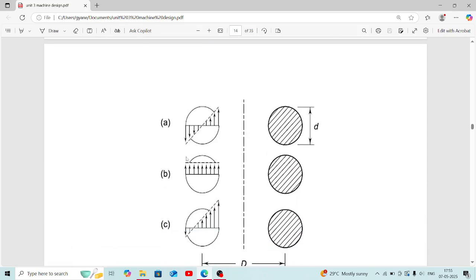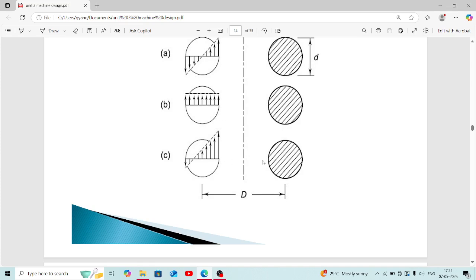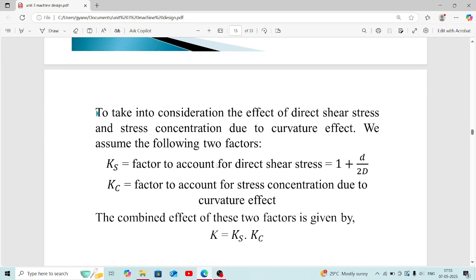So let's see the stress distribution in a diameter. When only shear stress is acting, here direct stress is acting. In this, shear stress and direct stress are both acting. To take into consideration the effect of direct shear stress and stress concentration due to the curvature effect, we assume the following two factors. One is the direct shear stress factor, which means only shear stress acting on a body.